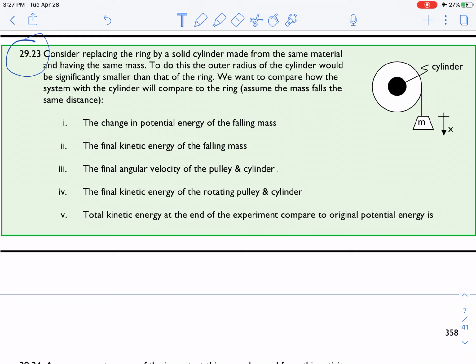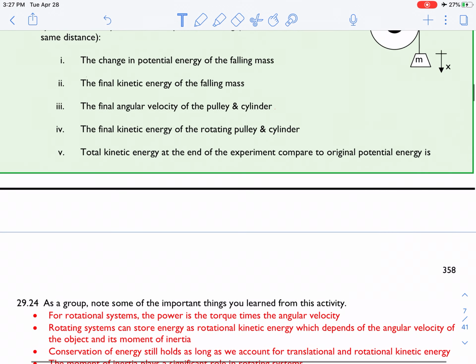And I'm going to make this one, 29.23, another 5 problems. So this is going to be 5 clicker questions. Instead of a ring here, we have a solid disk, and you'll see how things change, and you can compare with the ring as well. So it's good practice.